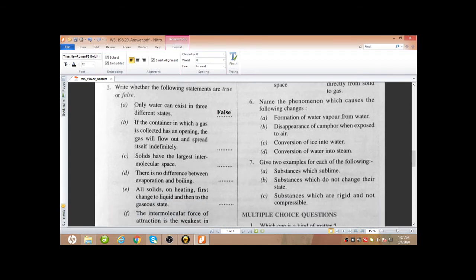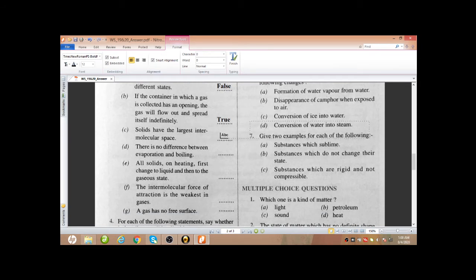Not only water, other substances are also there which can exist in different states, both solid, liquid and gas. But for that we must provide the proper conditions to them. Next, if the container in which a gas is collected has an opening, the gas will flow out and spread itself indefinitely. Yes, it is true, because of random motion of gas, it will spread all over the container. Whatever space is provided to the gas, it will occupy the whole space, and it will spread indefinitely.